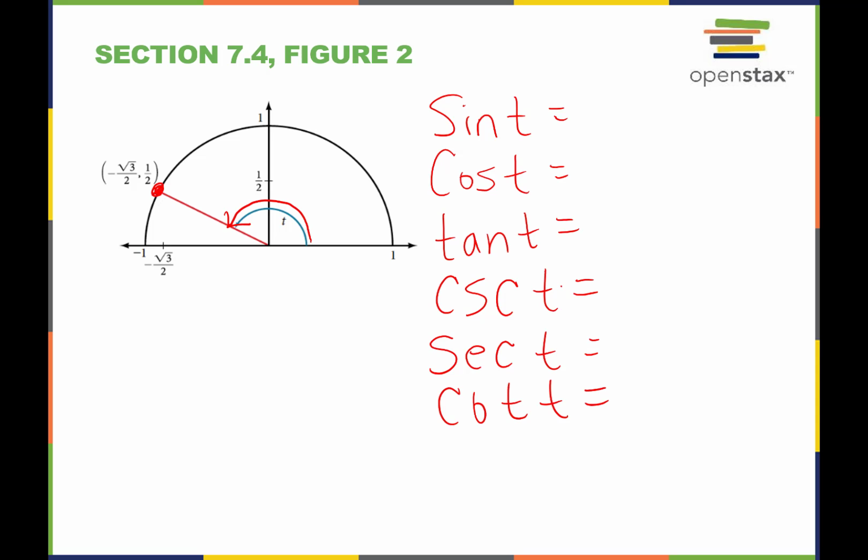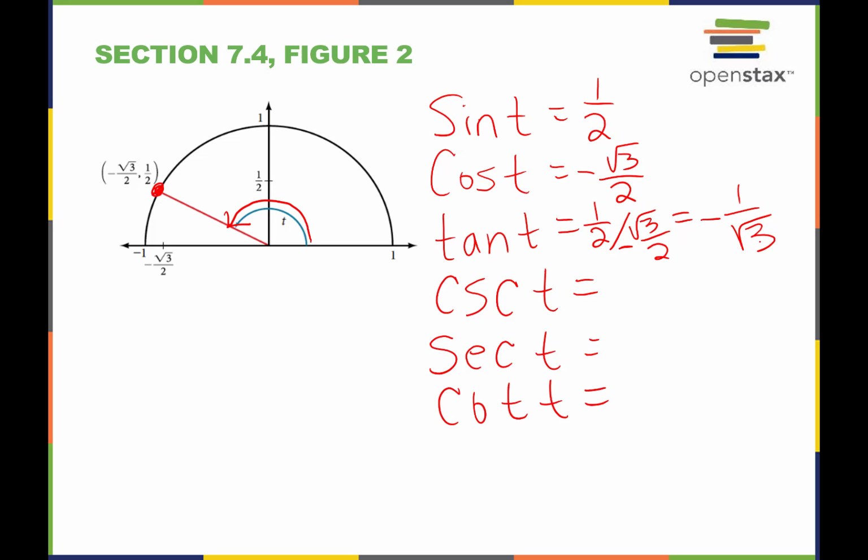Sine t is my y coordinate, so sine is going to be 1/2. Cosine t is my x coordinate, so that's going to be minus the square root of 3 over 2. Tangent is my y coordinate over my x coordinate, so that's going to be 1/2 over the square root of 3 over 2, and that's negative. If I multiply the top and the bottom of this complex fraction by 2, I can clear the complex fraction and make that minus 1 over the square root of 3.